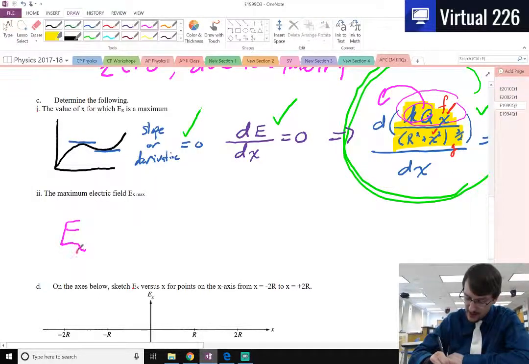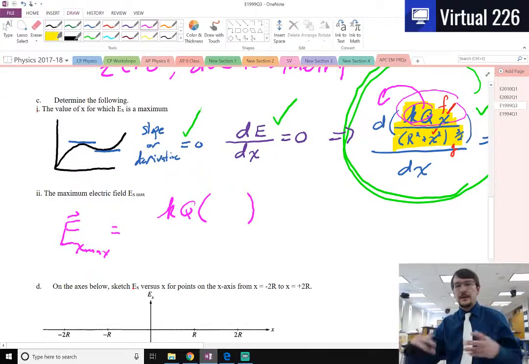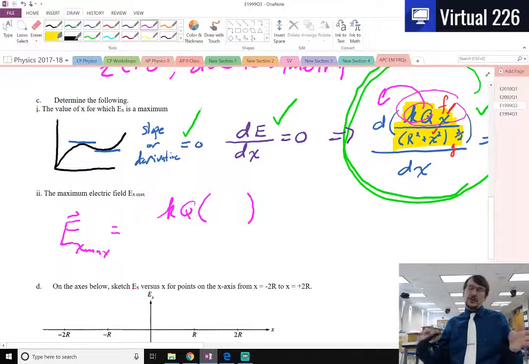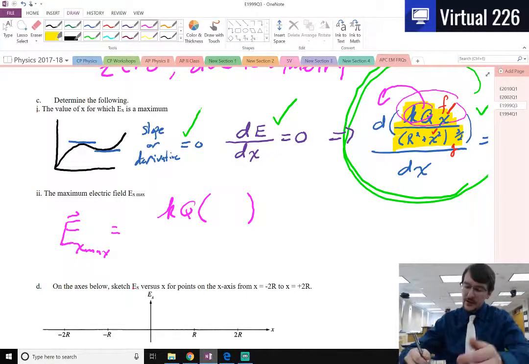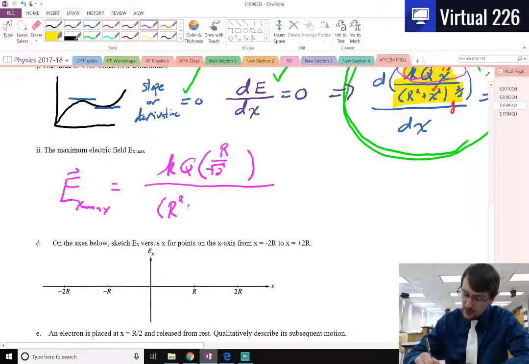We can say E max is just equal to kq, and then this would be whatever your answer is. If it's tau, if that's what you guessed, like I didn't know, but I've just got to put something, then put a tau in there. If you said it was 17, put a 17 in there. For us, the true answer is actually r over root 2, and then divided by the quantity r squared plus r over root 2 squared to the 3/2.